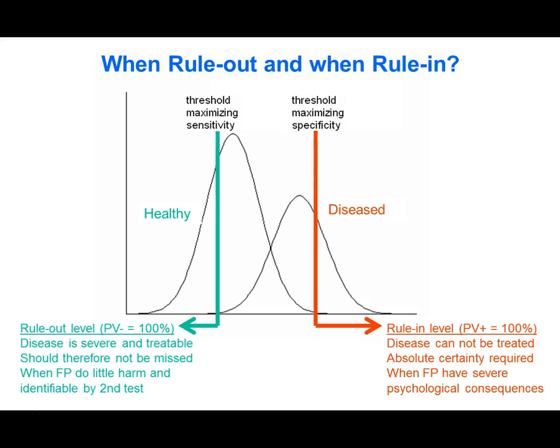The rule in level is applied when a disease is severe but cannot be treated. Absolute certainty is required to set the diagnosis, and when false positives have severe psychological consequences.